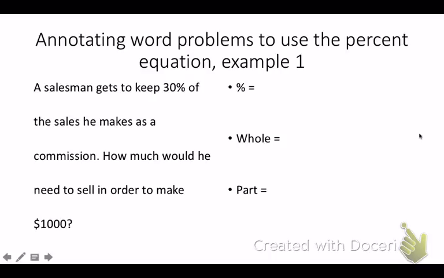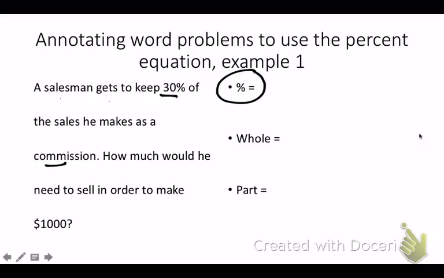And we can look at our first example, where we're going to use annotation in order to figure out which part of our word problem is the percent, which is the whole, and which is the part. You certainly don't have to do it the way that I do it, but a way that has made sense to me over the years is to look at my word problem and find the percent first, simply because that's normally the one that jumps out at me because it's got a percent symbol in it. So it says, a salesman gets to keep 30% of the sales he makes as a commission. How much would he need to sell in order to make $1,000?